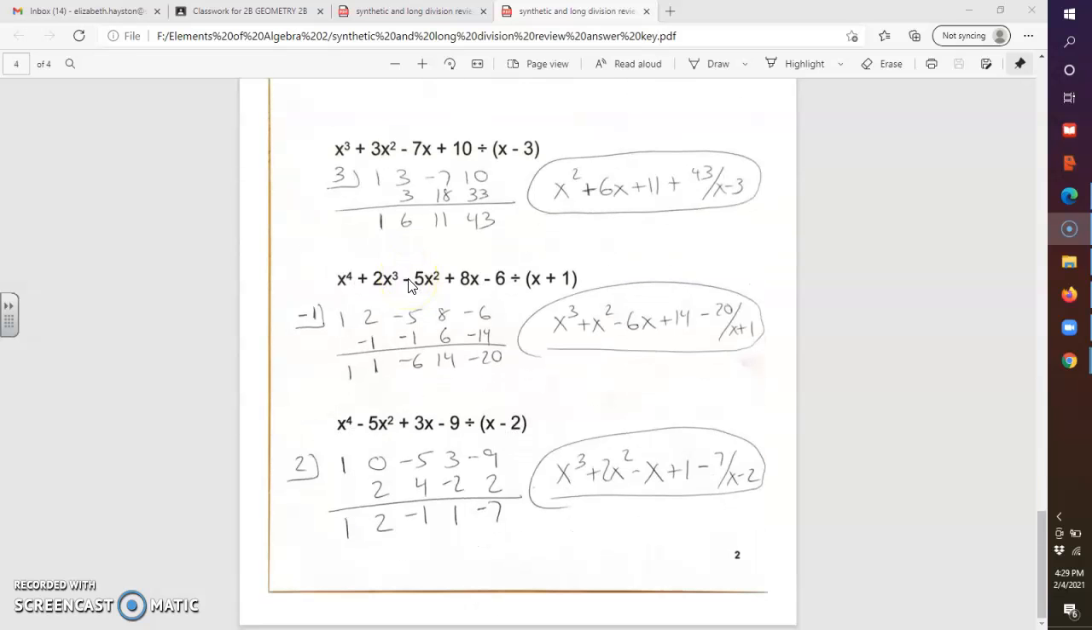And then finally, we're going to do them by synthetic division, which I found easier. But you do need to do the long division ones by long division. You will not have this option of doing your long division by synthetic division, but you can use synthetic division to check it if you'd like.